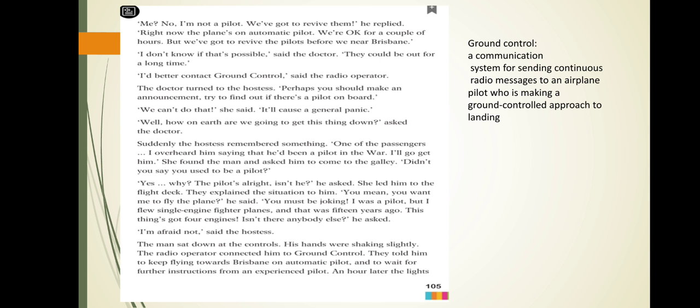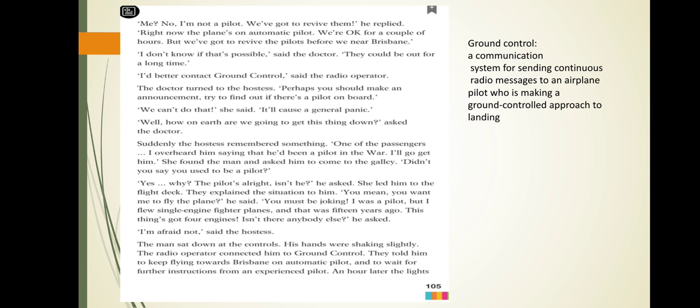Yes, it's right. If an announcement were made, the passengers would start thinking about what happened to the pilots. That's why the hostess said it will cause a general panic. Yes, she was right. Well, how on earth are we going to get this thing down? Asked the doctor. So who will fly this plane then? For a couple of hours they were not having any problem because it was in automatic pilot mode. See the modern technology. They are safe for a couple of hours.